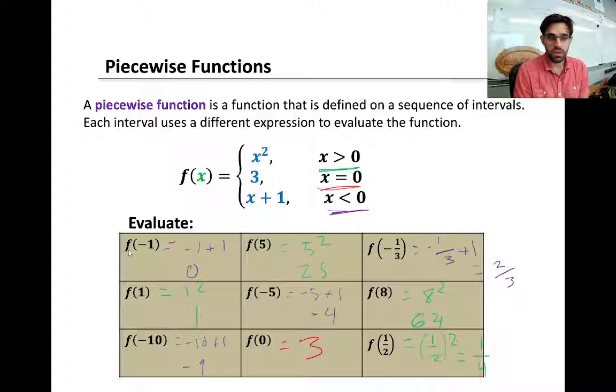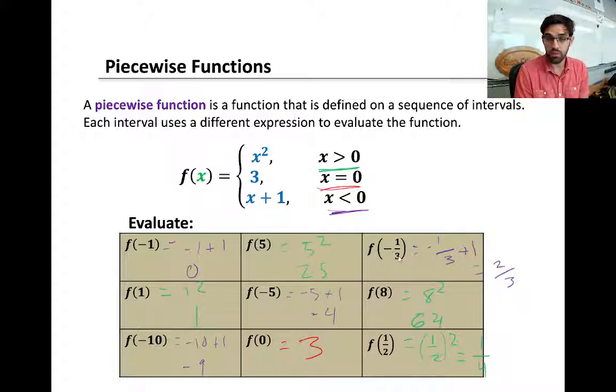So for example, if I evaluated f of negative 1 on this piecewise function, negative 1 is our x value. It is less than 0, so we're going to take negative 1 and plug it into this expression right here, x plus 1, and we're just going to simplify. Negative 1 plus 1 is 0, or x plus 1 when x is negative 1 is 0. f of 5, so 5 is our input. It is greater than 0, so we're going to use the x squared expression to evaluate. x squared is 5 squared, 25.